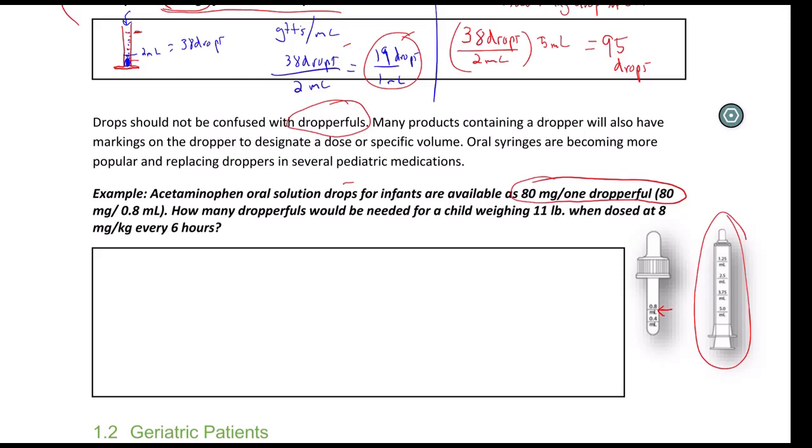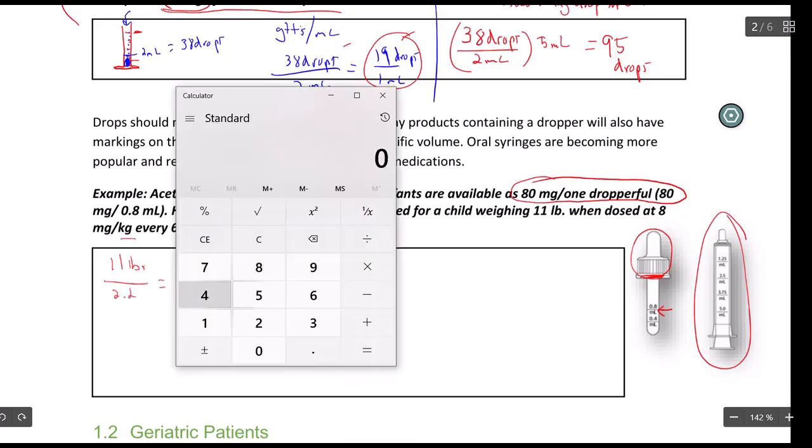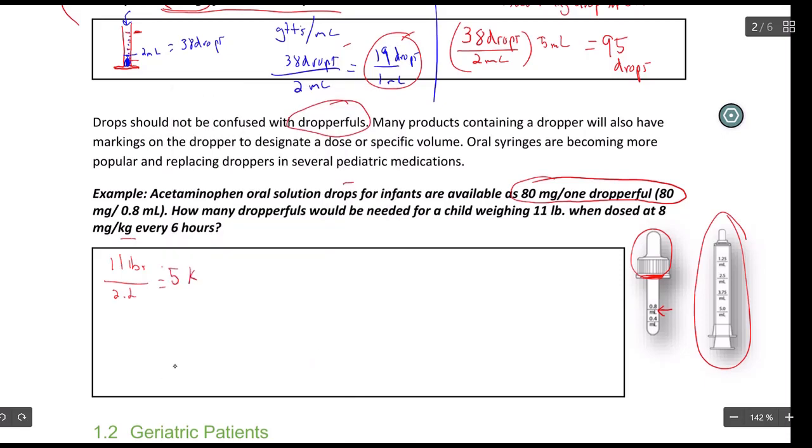And it says, how many dropper fulls will be needed for a child weighing 11 pounds when dosed at 8 milligrams per kilogram every 6 hours? So we are going to do this in dropper fulls, not drops. Dropper fulls meaning the device itself, the dropper. So we're first going to find the weight in kilograms. I'm going to convert the pounds immediately. I'm going to say 11 pounds divided by my 2.2. I'm going to get 5. So that's 5 kgs is what the patient weighs, okay?